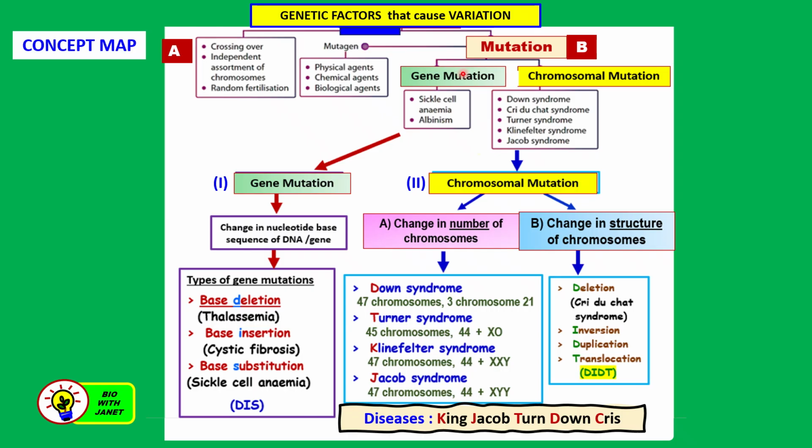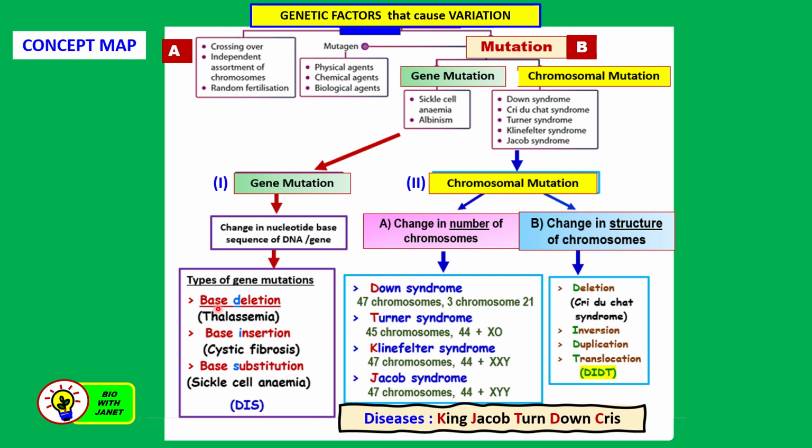So there are 2 types of mutations: gene mutation and chromosome mutation. Examples of diseases that are caused by gene mutation are sickle cell anemia and albinism. We have discussed gene mutation in another video, which is actually changes in the nucleotide base sequence of DNA or genes. And there are 3 types of gene mutations that we discussed.